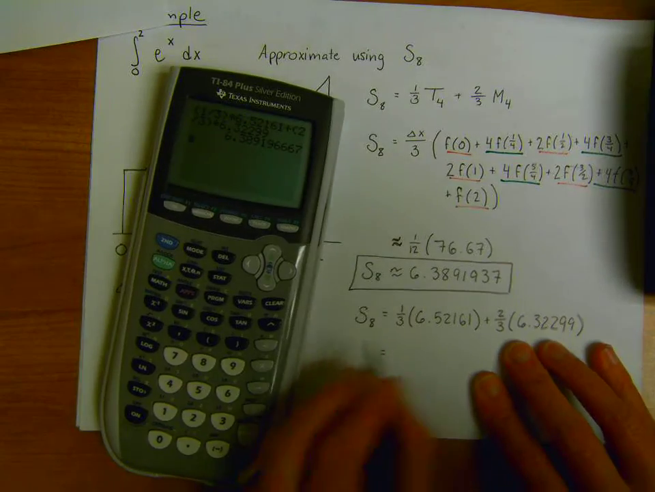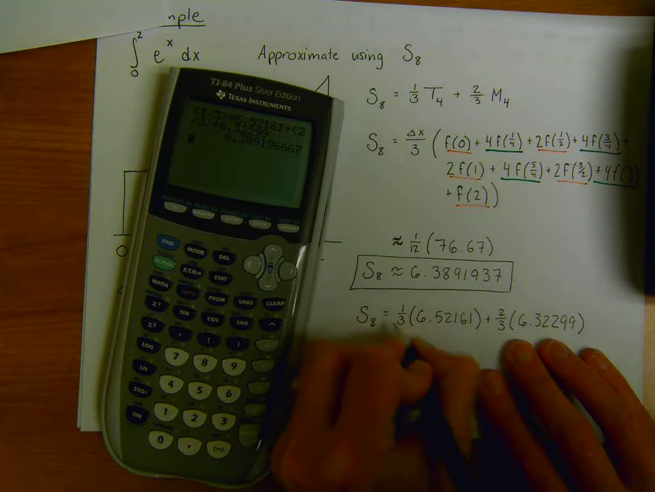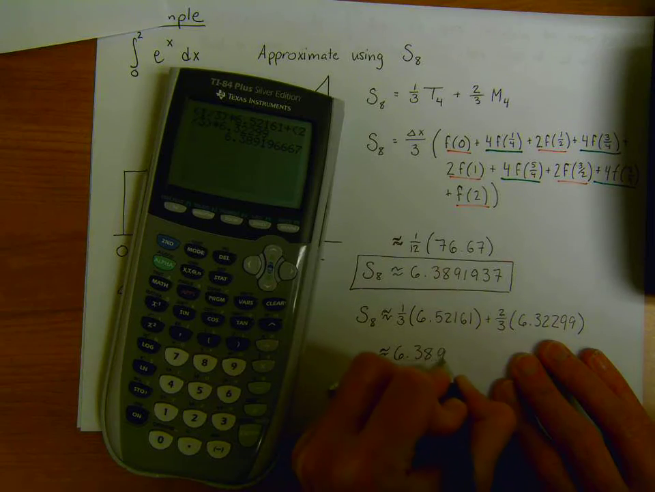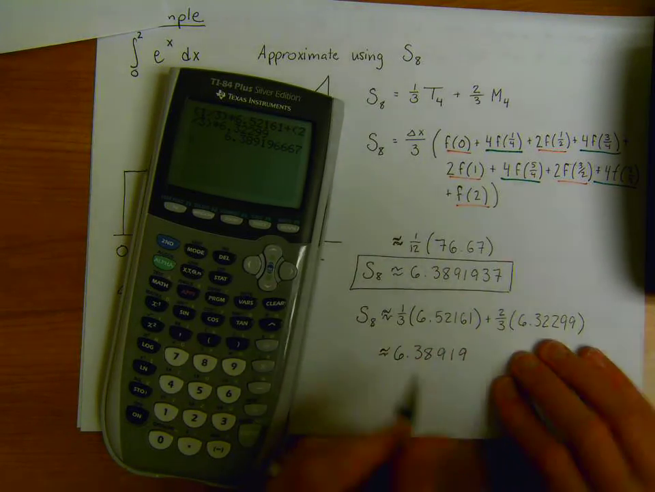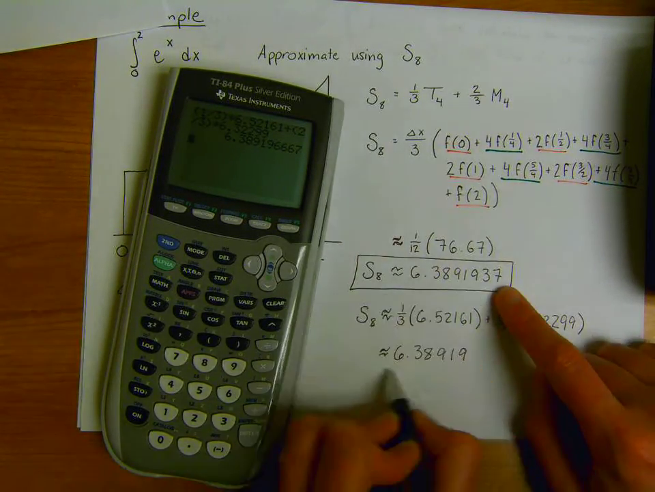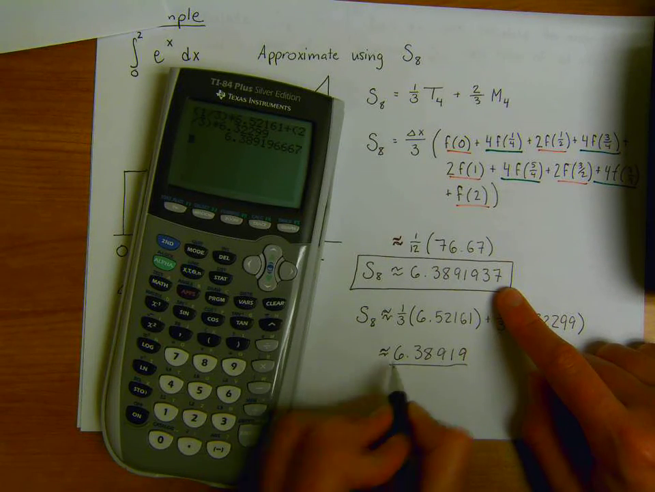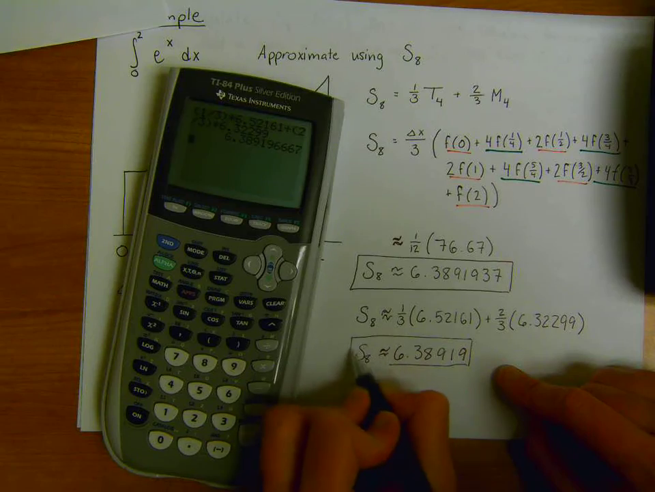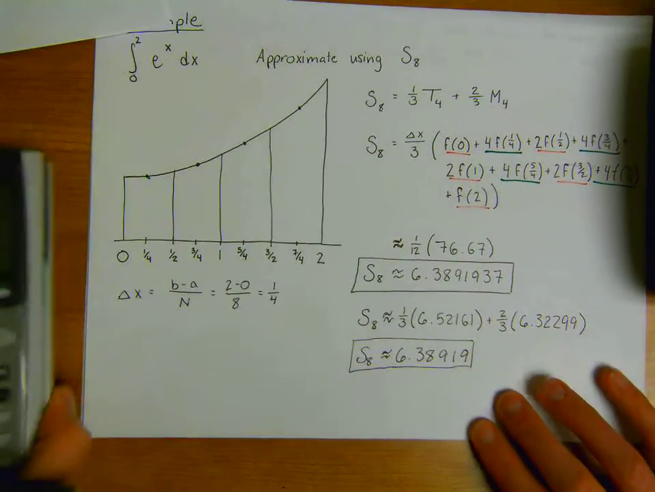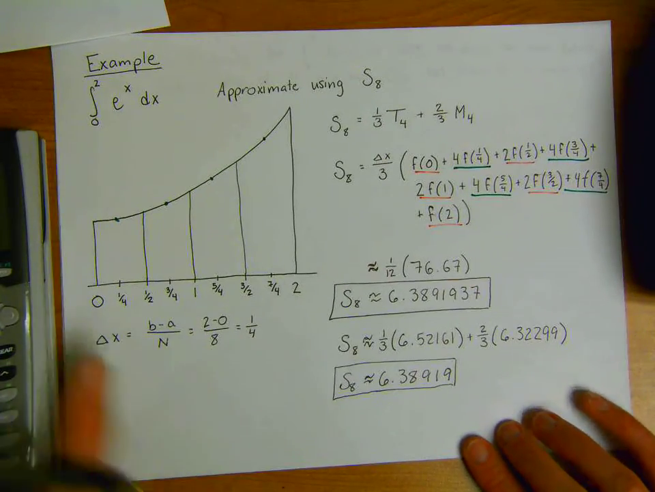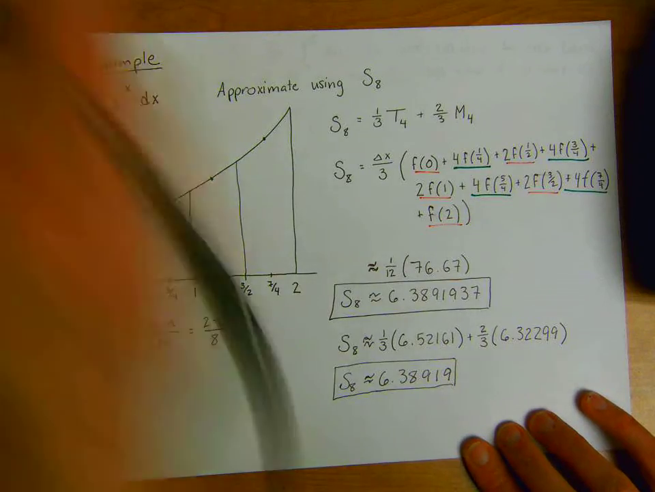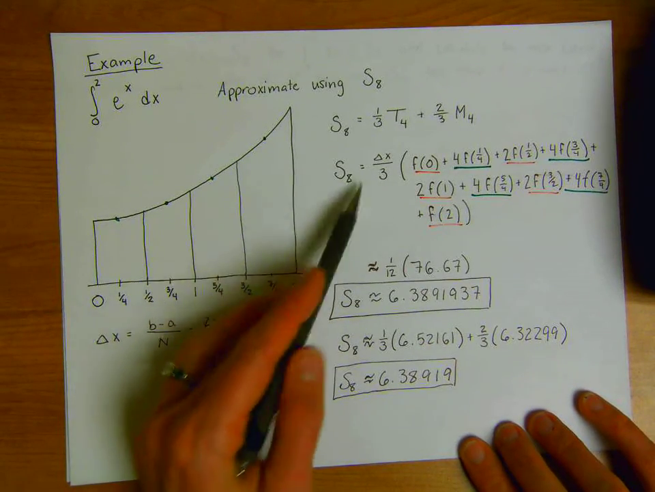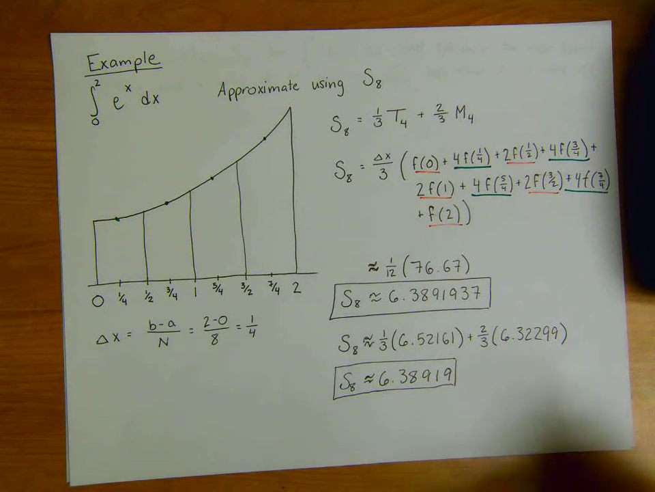Great. Gives us something that's about equal to 6.38919. And again, given my approximation, this is what I think that it should be. So, if you've already computed T4 and M4, it's not that much more work to compute S8.